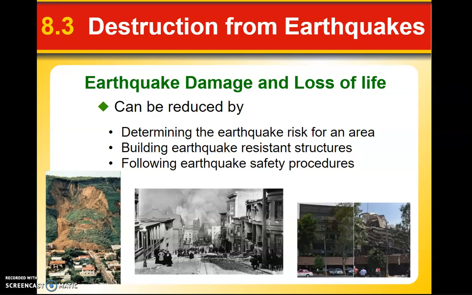Earthquake damage and loss of life can be reduced by determining the earthquake risk for an area. We can build earthquake-resistant structures like they do on the coast, and we can follow earthquake safety procedures. You may have done an earthquake drill in elementary school. Here in Missouri, we oftentimes forget about the New Madrid fault, but it's a very serious, very real threat.